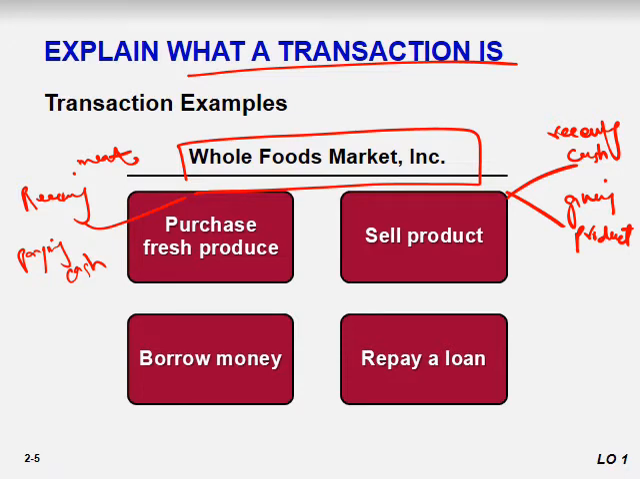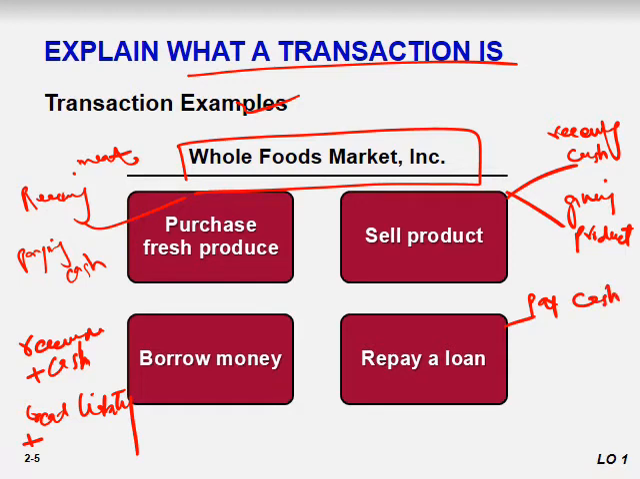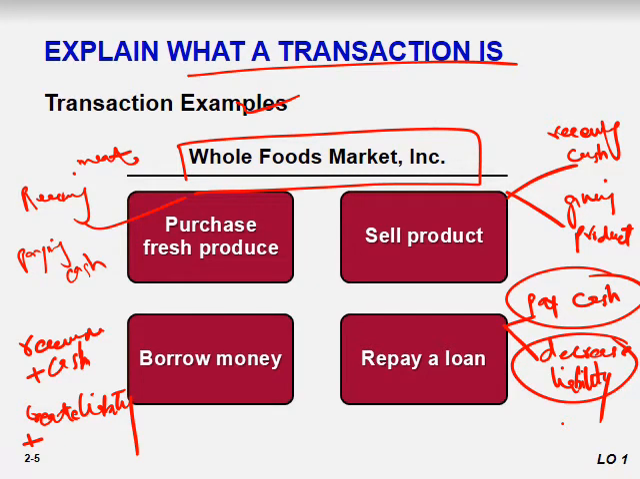Borrow money. What's going on here? When Whole Foods Market borrows money, it receives cash and creates a liability, because you have to pay it back in the future. Cash increases and liability increases as well, right? Repay loans: you pay cash and you decrease the liability, right? So accounting records both sides of the transaction, receiving and giving, increasing or decreasing.